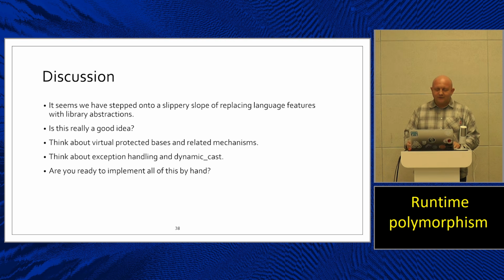Now, imagine going further. How would you support something like virtual protected bases in your custom type erasure? How would you support dynamic cast? How would you integrate with exception handling and RTTI? Are you really ready to re-implement that entire machinery by hand correctly, portably, and efficiently? And type erasure is powerful. But every time you step away from language-supported runtime polymorphism, you also step away from decades of compiler engineering baked into it. And that is the real trade-off.